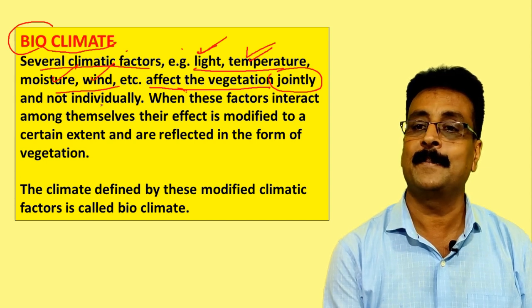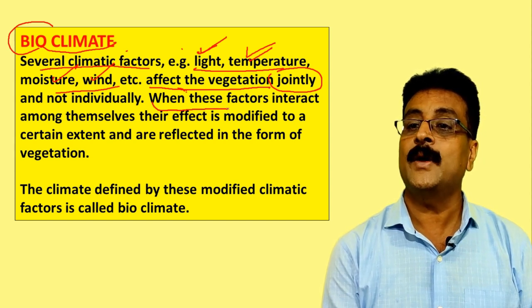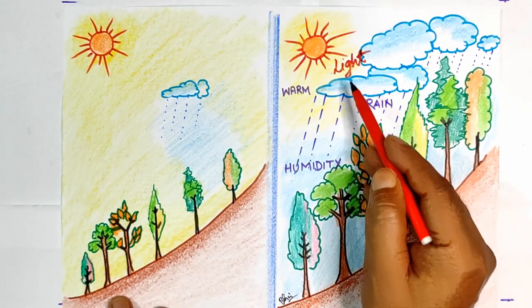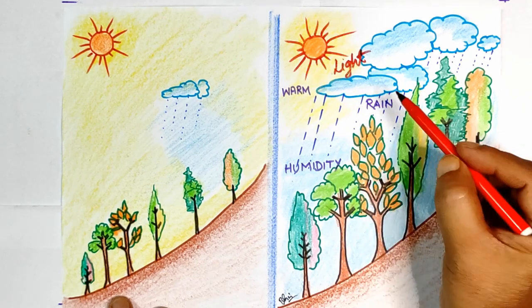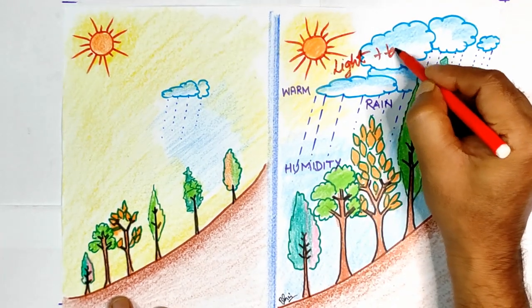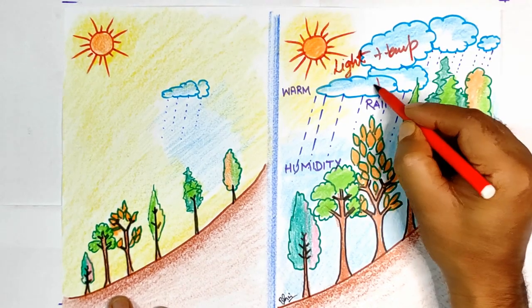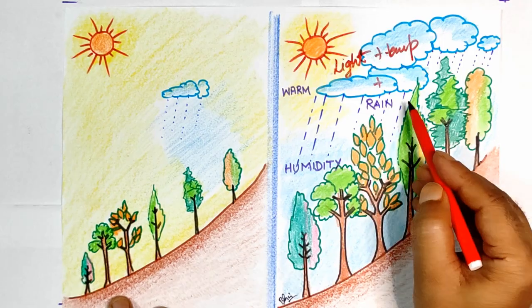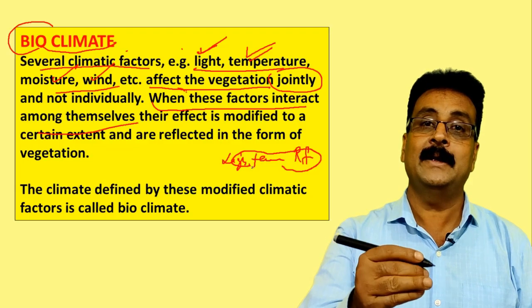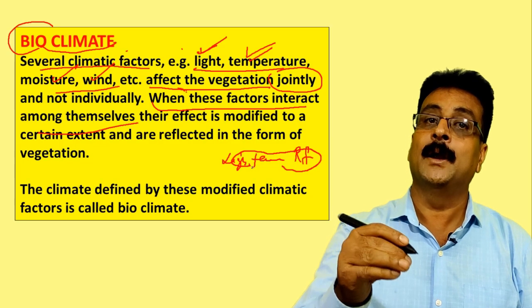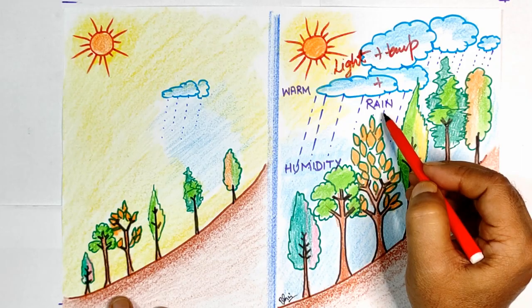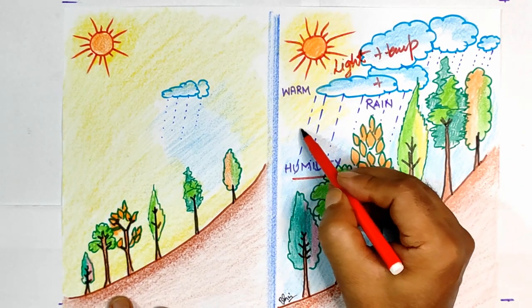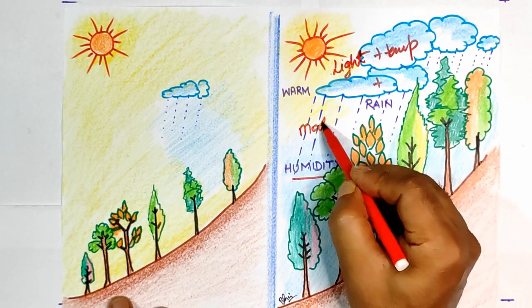Okay, not individually. Now, when these factors interact among themselves, meaning your light, temperature, rainfall, they interact among themselves. Then what will happen? Their effect is modified. How is the effect modified? You have high temperature, you have more rainfall. With high temperature and more rainfall, you will have humidity. This is modified. The humidity is the product of both their interaction. That is called modified.